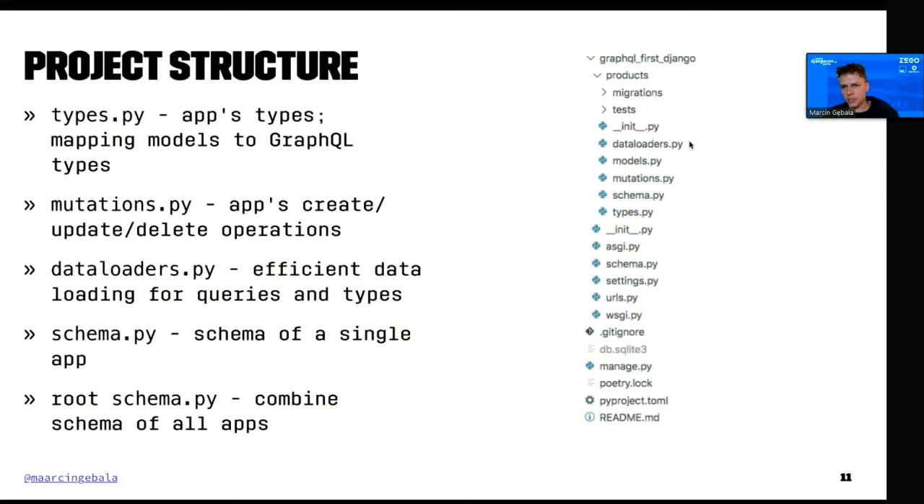We also have the data loaders file. Data loaders are a way to efficiently run database queries in Graphene. We're going to talk about that later as well. And lastly, there is the schema.py file. Every app in this architecture would have this schema.py file, which simply imports all the types and all mutations, and exports this schema per particular application. And then we also have this global root schema file, which imports all the app-specific schemas. Here we merge our schemas and expose that to the GraphQL view. So this is how the project structure looks.